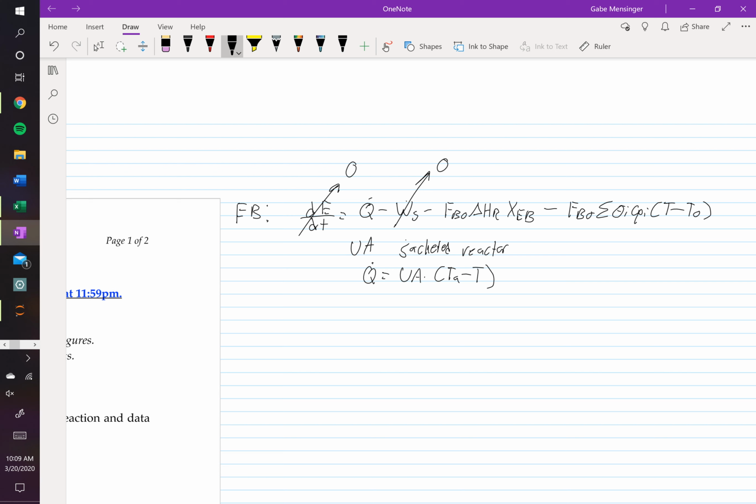So, making those substitutions, solving for a few things, we have that 0 is equal to, oh my god, that was bad, UA times TA minus T over FB naught, minus delta HR times XEB minus theta I CPI times T minus T naught.